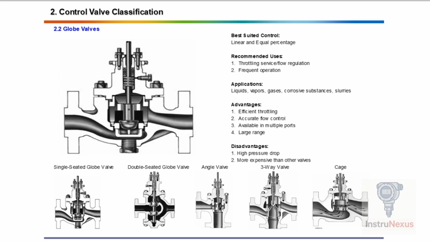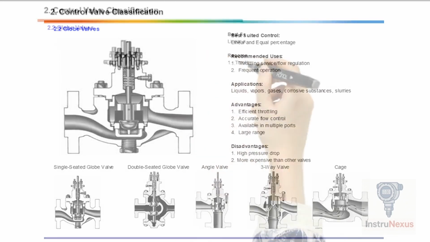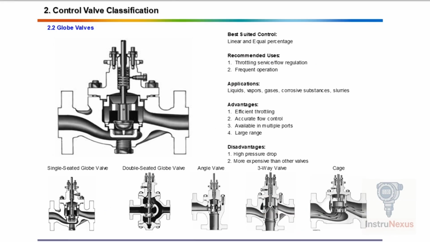You'll find these valves effectively handling liquids, vapors, gases, corrosive substances, and even slurries, showcasing their versatility in a wide range of industries. Some of the key advantages of this valve include efficient throttling. It offers excellent flow control performance. Accurate flow regulation, which is crucial for tight process control. The option to be configured in multiple port designs, allowing flexibility in complex systems. And a wide control range, which makes it suitable for both small and large flow variations.